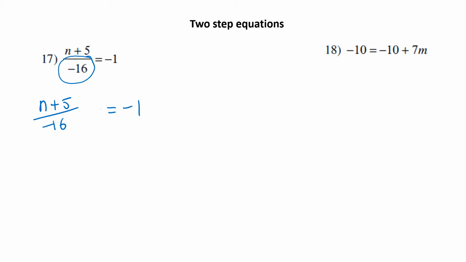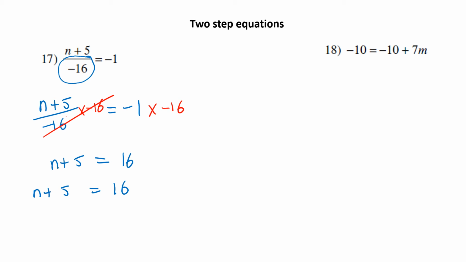So for this part here, it's divide by minus 16, so I need to multiply by minus 16. That means those two are going to cancel out. But it means I'm going to multiply this side as well by minus 16. So I'm going to be left with n plus 5 equals minus 1 times minus 16. We know that if we multiply two negatives, the answer is going to be a positive. Then it's going to be 1 times 16, so my answer is going to be 16 there. And then we're going to write out n plus 5 equals 16.